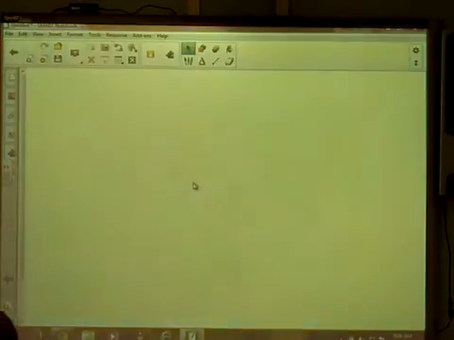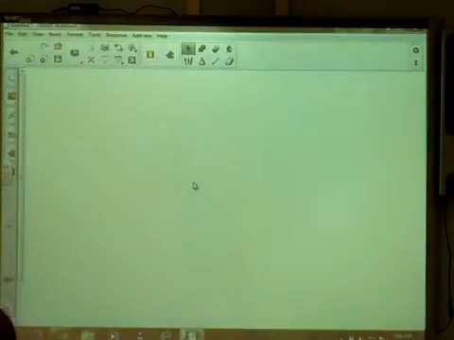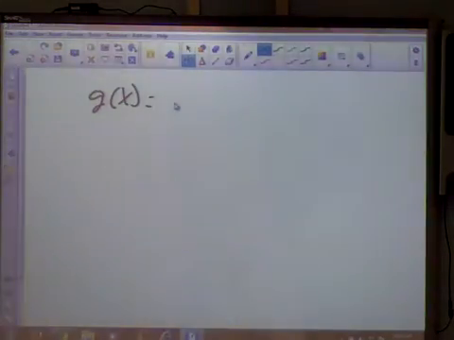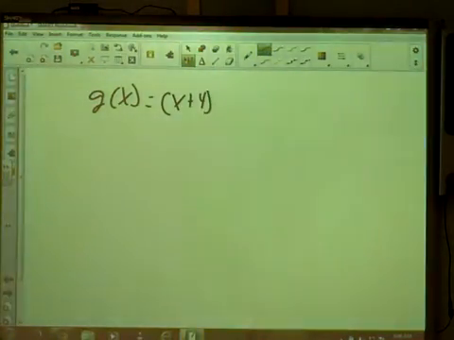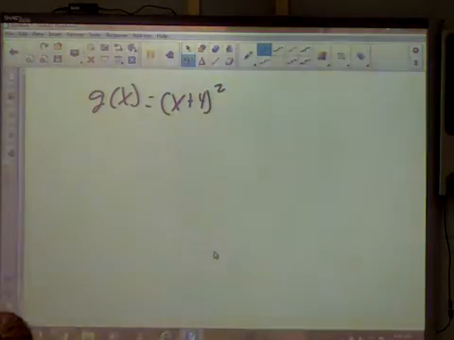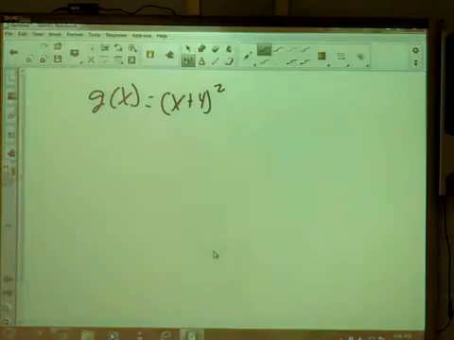Alright, so if I gave you a function that said g of x equals (x plus 4) squared. The directions say to describe the transformation of f of x equals x squared. So we remember the parent function of a quadratic is x squared, f of x equals x squared. So we want to describe how that one is different.